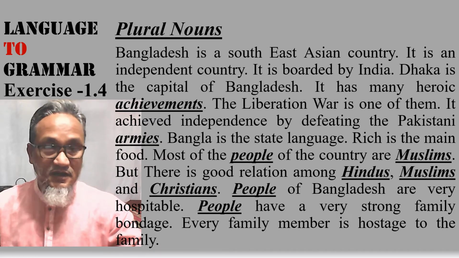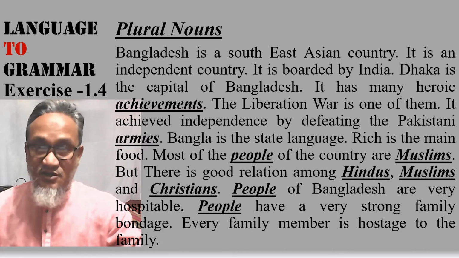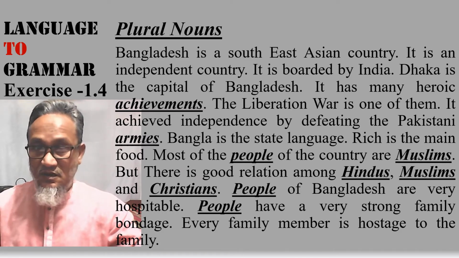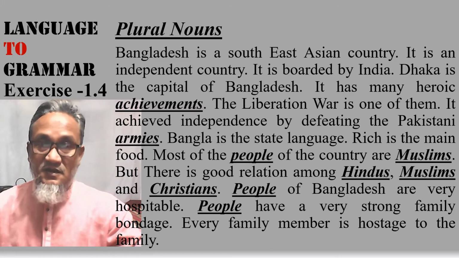These italic bold words are plural countable nouns, plural nouns. Achievements, armies, people, Muslims, Hindu, Muslims, Christians, people. And then next slide.